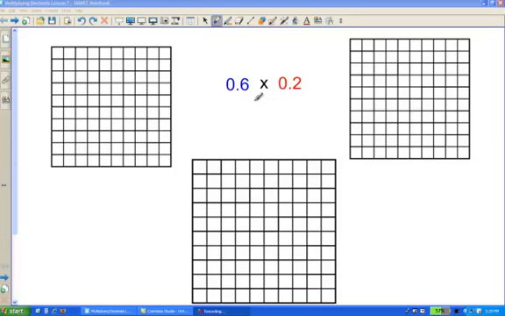Alright, we're doing the multiplication with decimals. I have 0.6 times 0.2. Remember, 0.6, the first number to the right of the decimal is tenths. So this is 6/10. So I'm going to look over here at my decimal grid. And the decimal grid is broken into 100 pieces. You can see there's 10 going down this way. There's 10 going across that way. So I just multiplied 10 times 10. There's 100 little squares there.